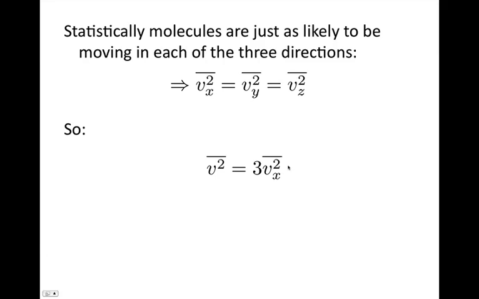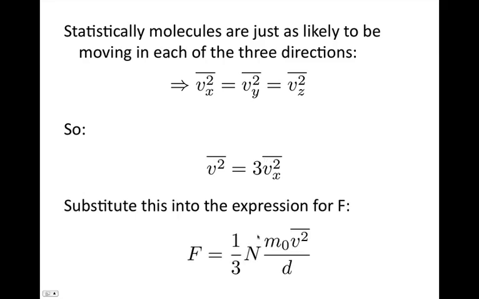This is useful because in our formula we had the average velocity in the x direction, so we should now be able to replace that with just the average velocity squared. So we're replacing vx squared with v squared on 3, so that's where this 3 comes from. This 3 is effectively coming about because of the 3 dimensions, because we've got an x, a y, and a z dimension. So it's 1/3 n m0 v squared on d.